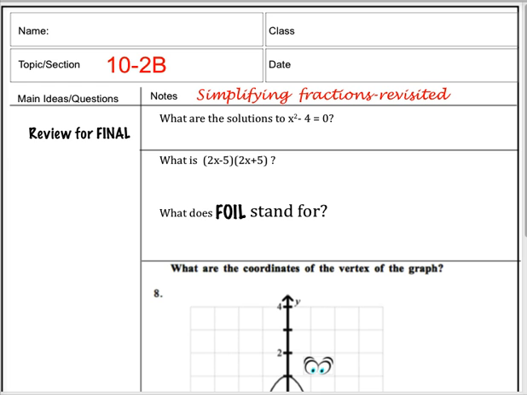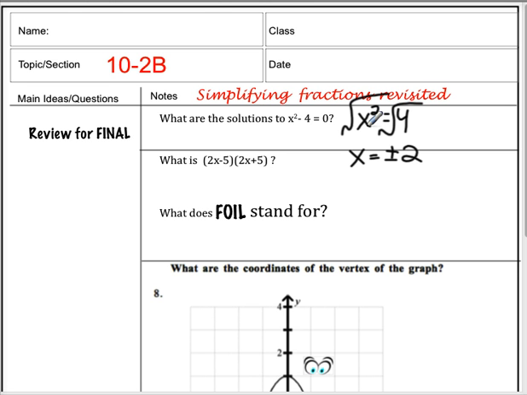So, our first one, what are the solutions to x squared minus 4 equals 0? Now, here we have a squared term and a constant. So, this is a perfect opportunity to solve by square rooting. How do I solve by square rooting? Well, I need to add the 4 to the other side, and then I need to square root both sides. And when I square root both sides, remember that's when we get a plus or minus. By square rooting inside of an equation, you must get the plus or minus.